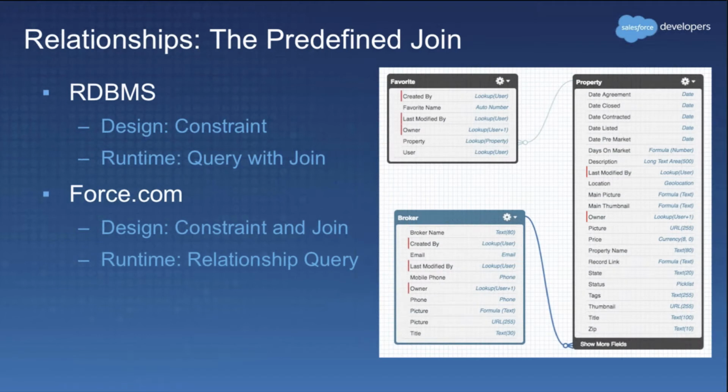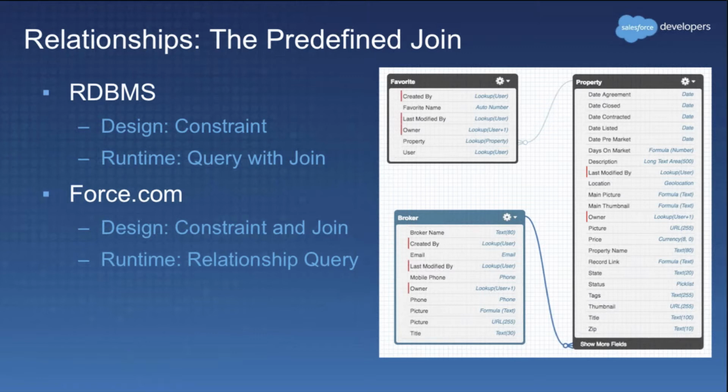All right, so we have our custom data model, we have some standard data model, and part of that custom data model is also relationships. So you can see here those three custom objects I just talked about, favorite, property, and broker. They all have relationships that are sort of one-to-n relationships.